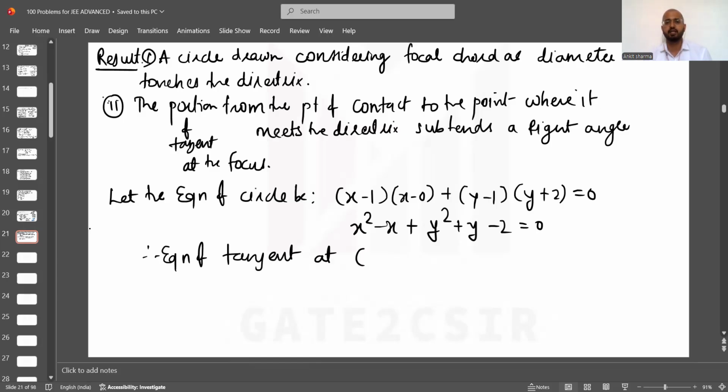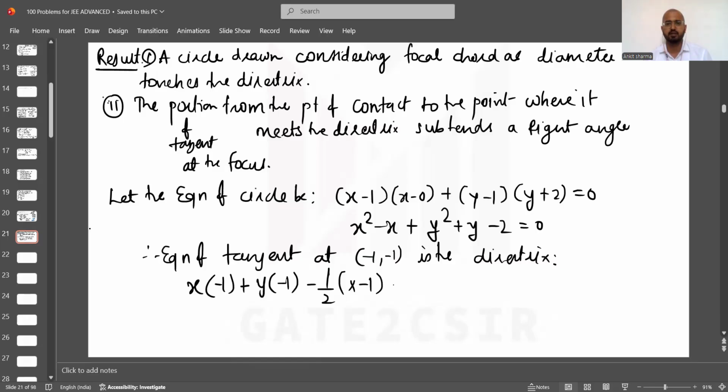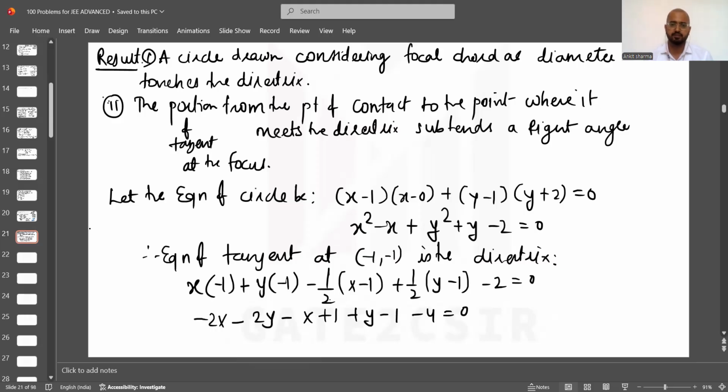Therefore, the equation of tangent at minus 1, minus 1 is the directrix, by result 1. So now let's find the equation of the tangent at the point minus 1, minus 1. I'll use this one: x1 plus y1 minus 1 over 2 times x minus 1 plus 1 over 2 times y minus 1 and minus 2 is equal to 0. So let's multiply this here: minus 2x minus 2y minus x plus 1 plus y minus 1 minus 4 equal to 0.